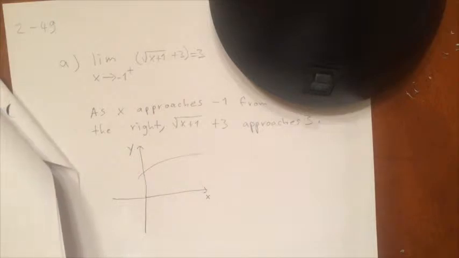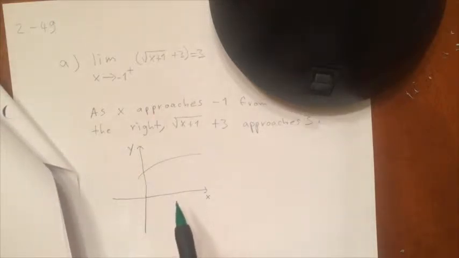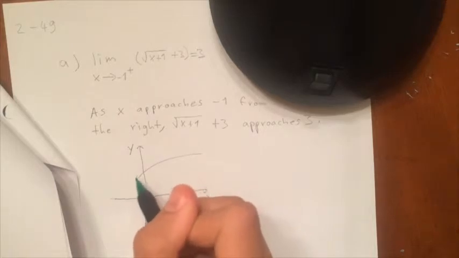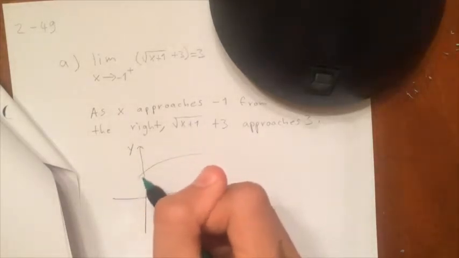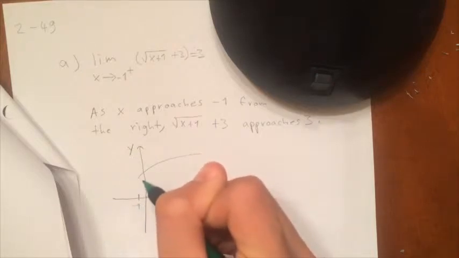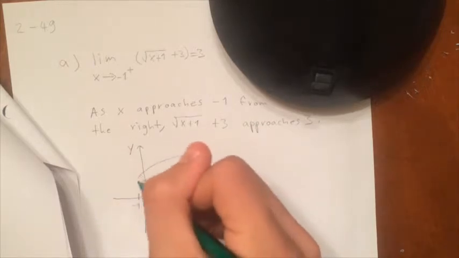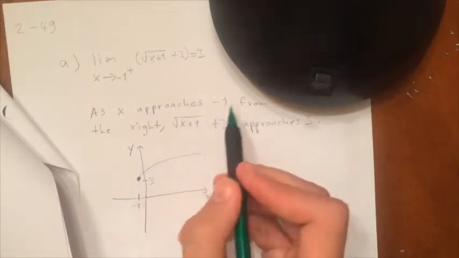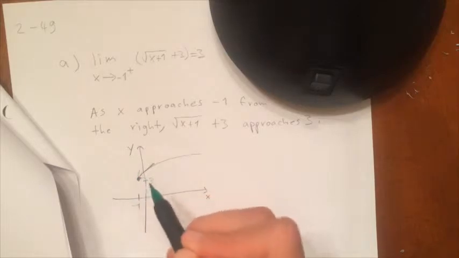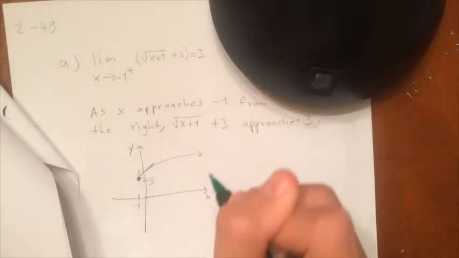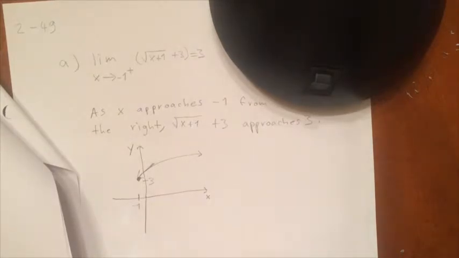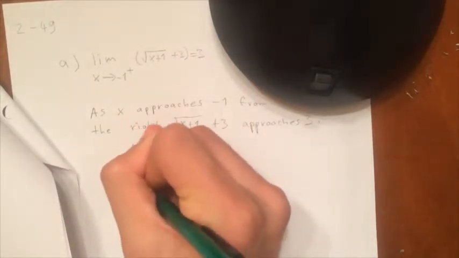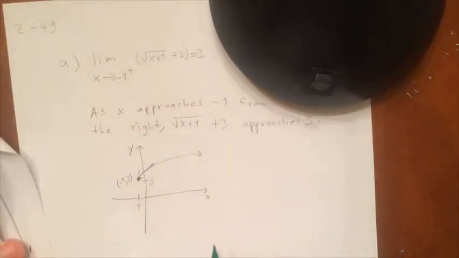So basically, this is the sketch of the function itself, and you want to show that as x approaches -1 right here, this function approaches 3. So -1, 3, the function approaches this point right here as it approaches -1 from the right. Okay, so that is part A. And then it approaches the point -1, comma 3. Okay, I think you understand.